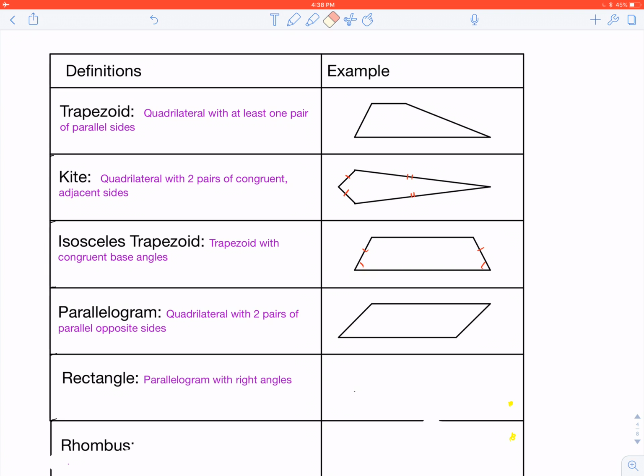The rectangle is a parallelogram. So if you go back to the last definition, I've got two pairs of parallel opposite sides, but I also have to have right angles.